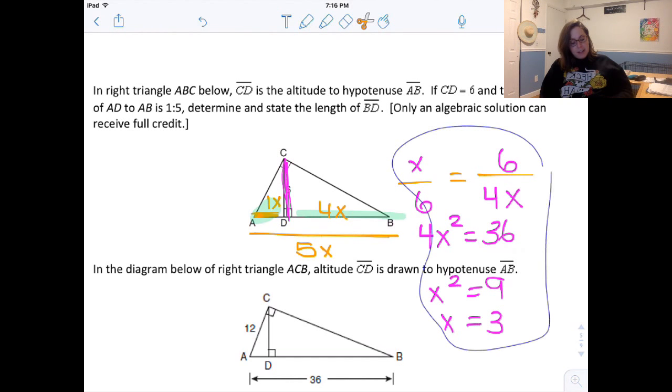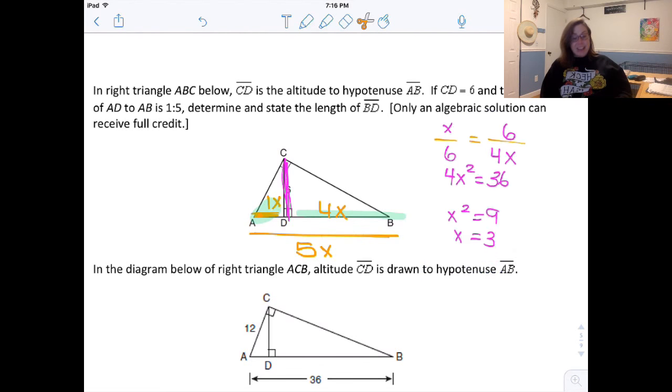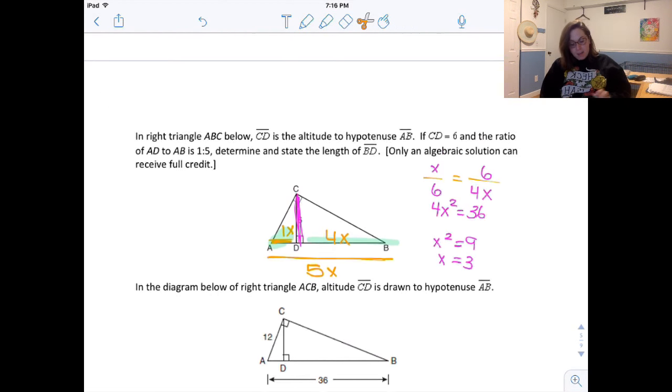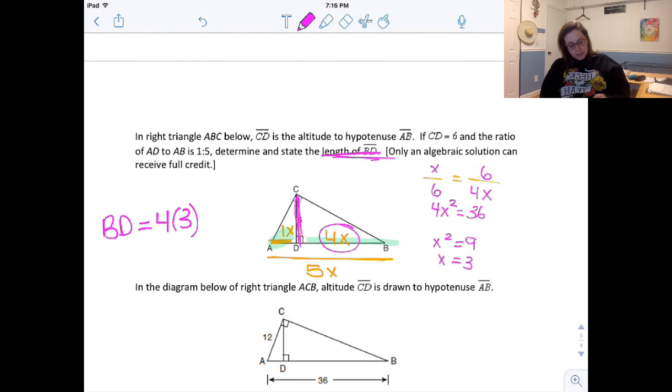Now, am I done? You know if this was a multiple choice, x equals 3 would be an option. But we're smarter than that, because what I want is the length of BD. So I'm going to plug this back in. I know BD is 4x. So BD is 4 times x, which is 12.